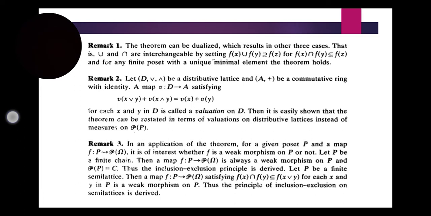Remark 2. Let D, or, and be a distributive lattice and A, plus, be a commutative ring with identity, and a map satisfying v of x and y plus v of x or y is equal to v of x plus v of y, for each x and y in D, is called valuation on D. Then it is easily shown that the theorem can be restated in terms of valuation on distributive lattice instead of measure on P.